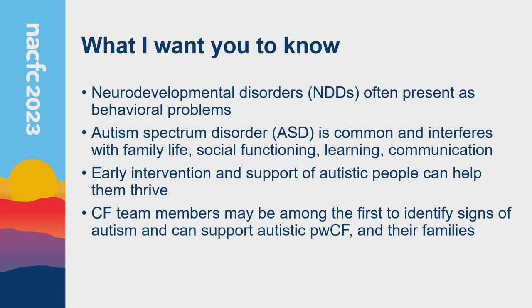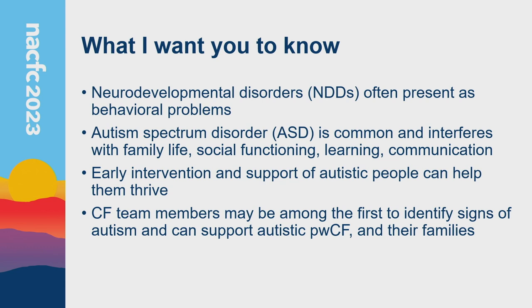I want you to know that neurodevelopmental disorders often present as behavioral problems. It's a kid who is not quite conforming to the parenting that nobody's perfect at, but we all try and we all get the information that's accessible to us to do. I want you to know that autism spectrum disorder is common. It interferes a lot with family life. It interferes with social functioning, learning, and communication. So it is pervasive. I want you to know that early intervention and support of autistic people can help them thrive. And just like in cystic fibrosis, the earlier you detect and do intervention, the better the outcomes are.